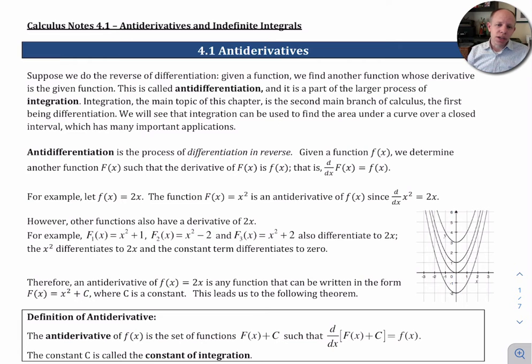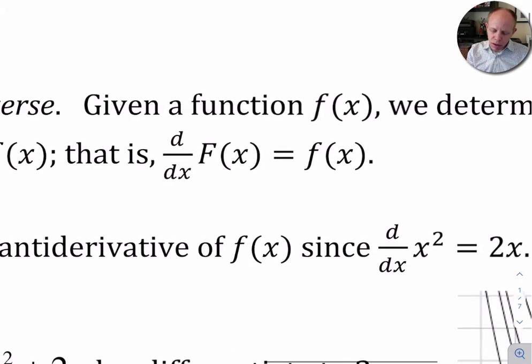So antidifferentiation is the process of differentiation in reverse, anti. So given a function f(x), we determine another function F(x) such that the derivative of capital F(x) is lowercase f(x). Okay, so basically, the derivative of F(x) equals f(x). That means that this is the antiderivative of f(x).